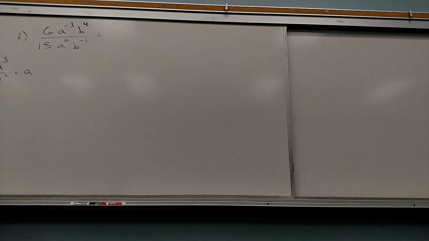Help me out. What's a cubed divided by a squared? A. Is that cool? 3 minus 2 is 1. What is 27 divided by 9? 3. Did I subtract these? No. But how can I write 27? 3 to the third. How can I write 9? 3 to the second. And then what would 3 to the third divided by 3 to the second be using that property? 3.